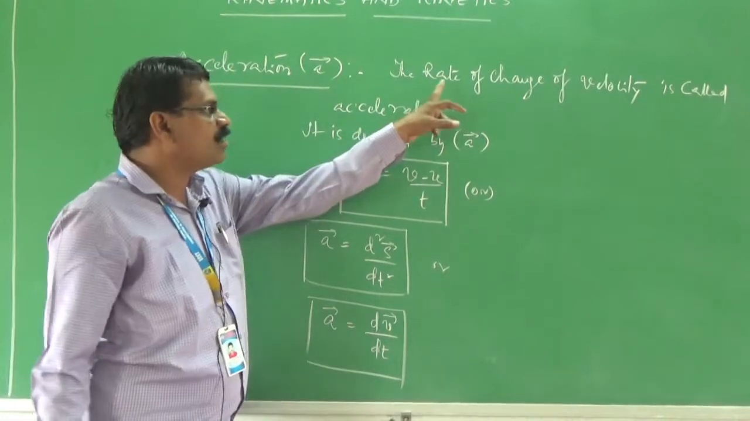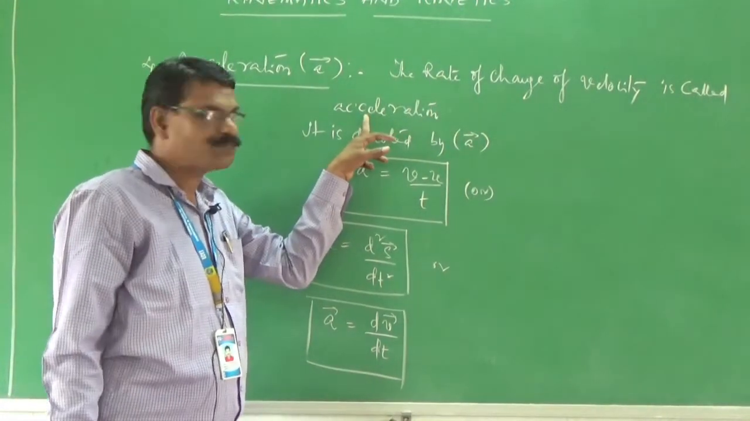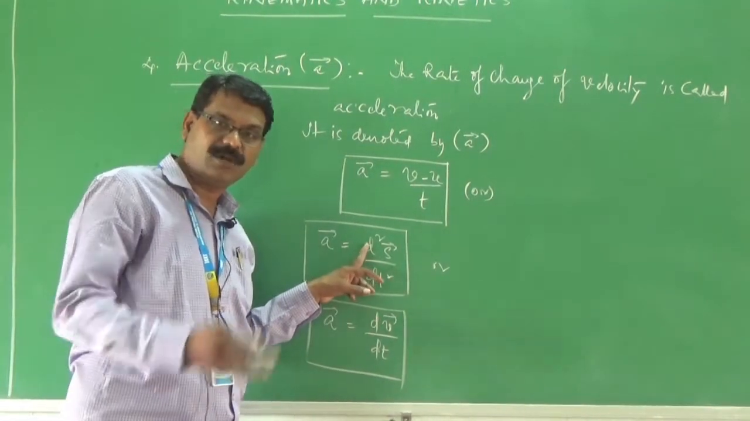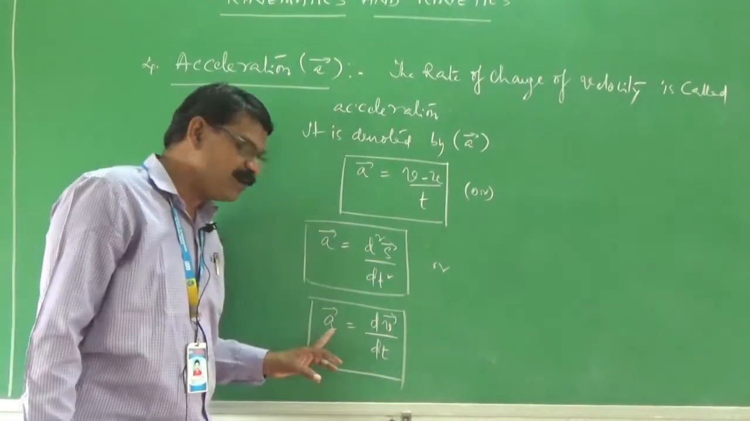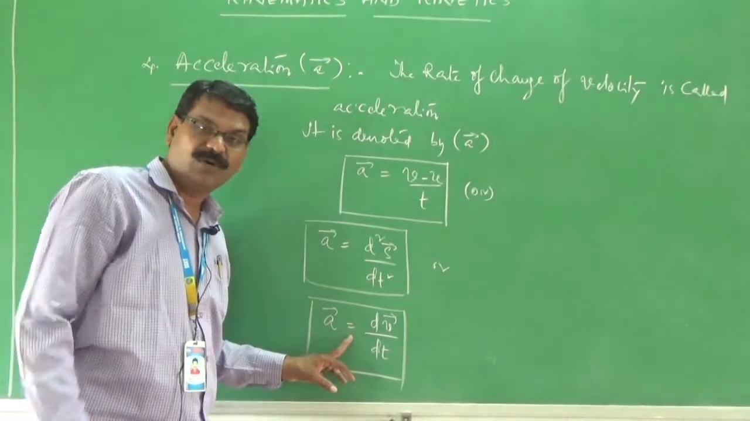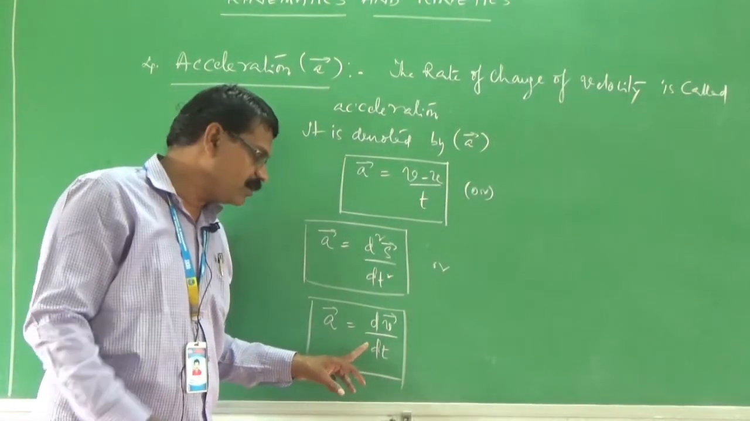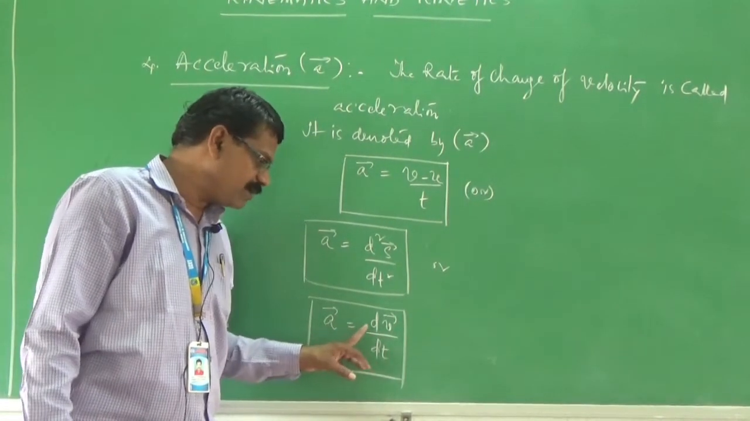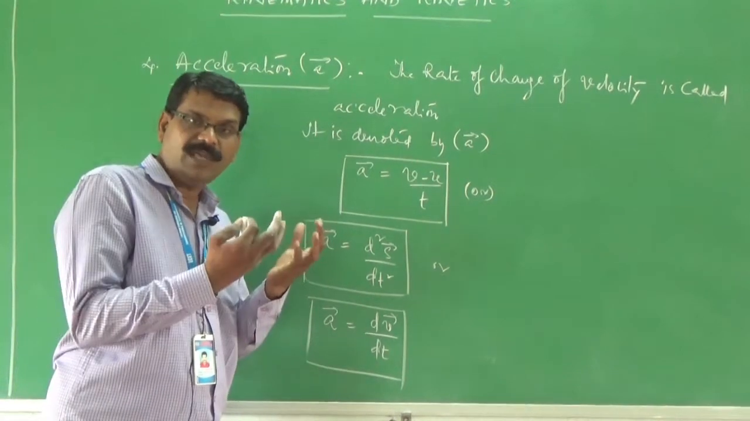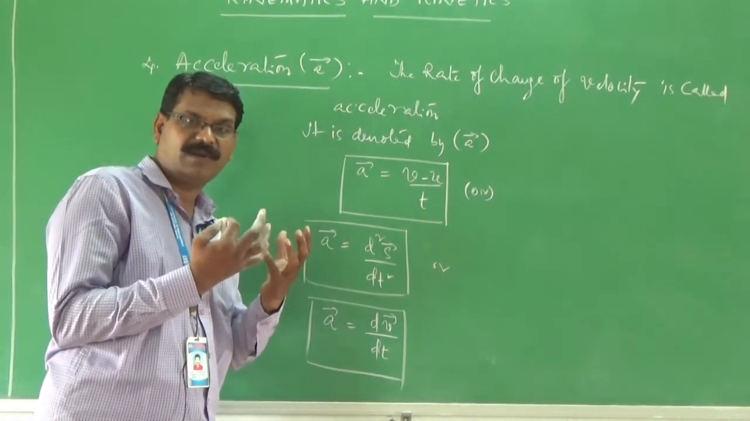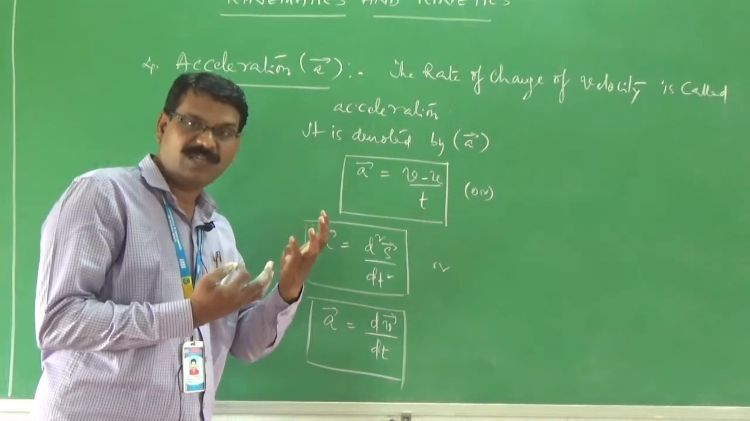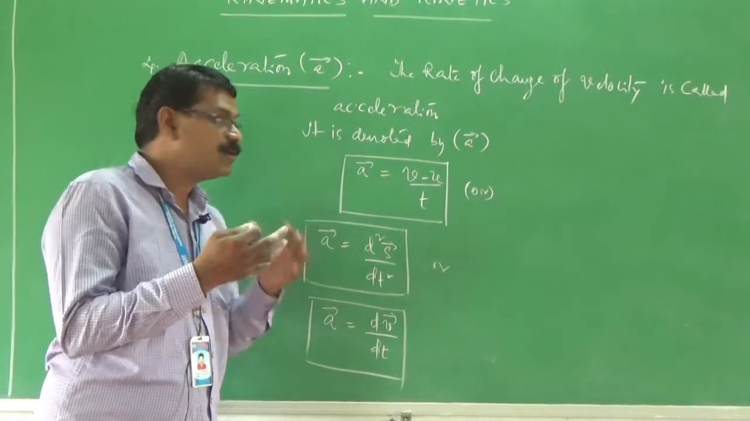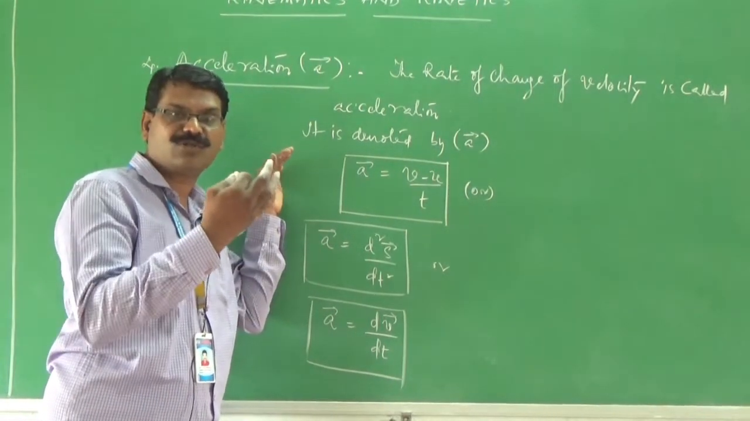So, there are three mathematical forms towards explaining acceleration. Number one is the rate of change of velocity. The second one is A bar equal to the second derivative of displacement. And the third one is A bar equal to the first derivative of velocity, again dV bar by dt. After knowing these three fundamental definitions, displacement, velocity, and acceleration, based on these three parameters, we are going to explain equations of motion under gravity.